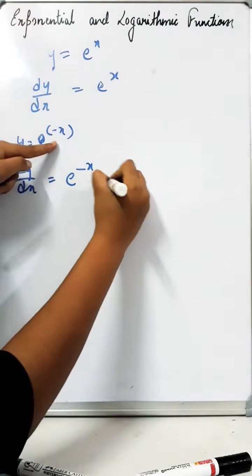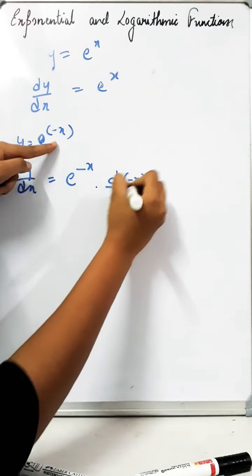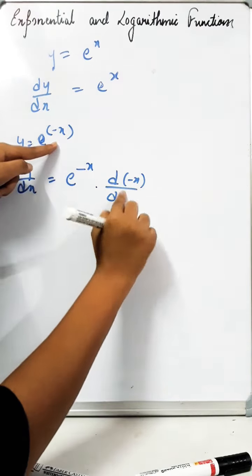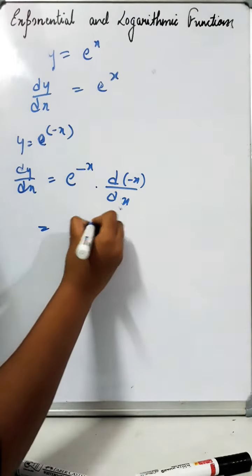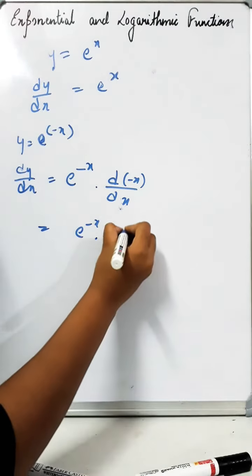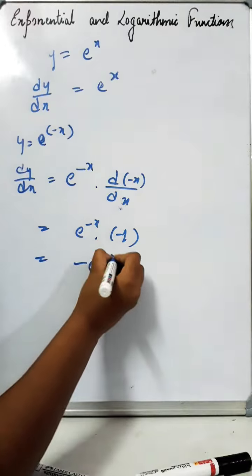So that will give you minus 1, right? So it is minus e to the power minus x.